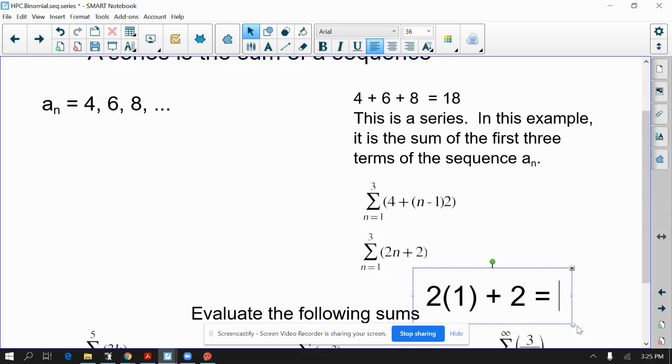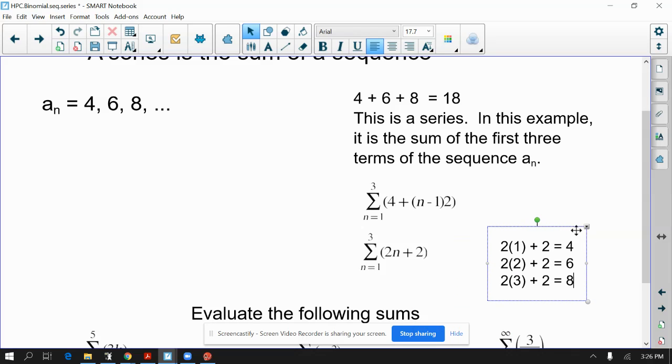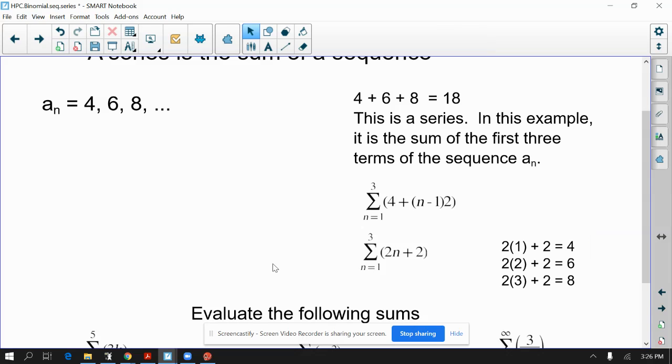then 2 times 1 plus 2 is 4. That's the first term. And then I do the second term, so 2 times 2 plus 2. So you see all I'm doing is replacing n with 1, and then I replace n with 2, and then I replace n with 3, from 1 all the way to 3. And then I add them up. This is 4 plus 2, which is 6. And then 2 times 3 plus 2 is 8. So what I've got is this equals 4 plus 6 plus 8, which gives me my 18.